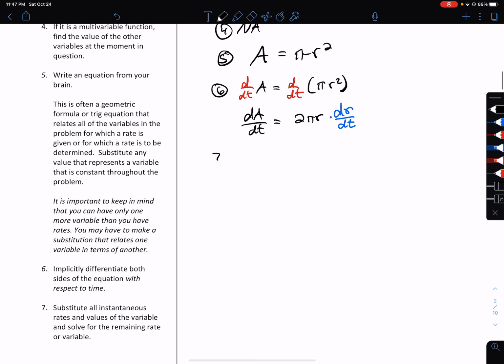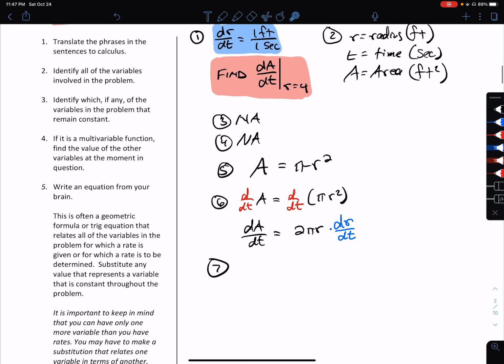Step 7, substitute all instantaneous rates and values of the variables and solve for the remaining rate or variable. So we were told we want to find the change in area with respect to time. That's already by itself when r is 4. So now we're going to find the change in area with respect to time when r is 4. So on the right side, we can replace the radius with 4.